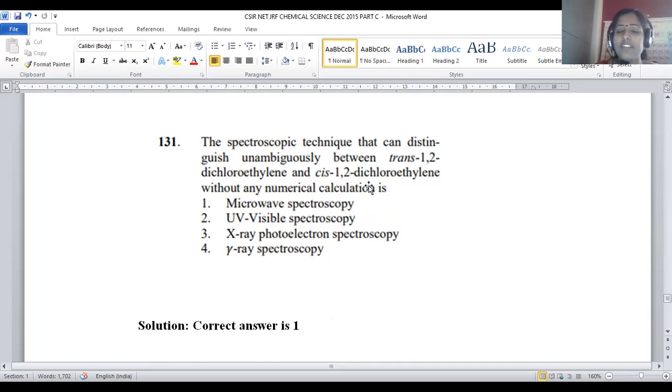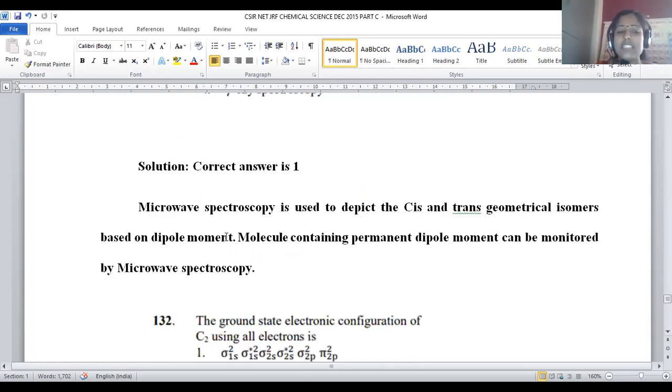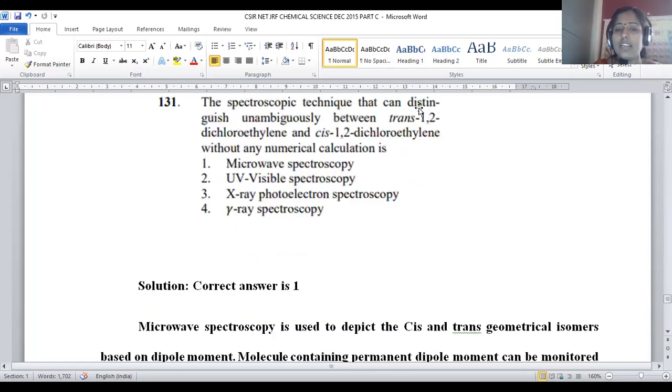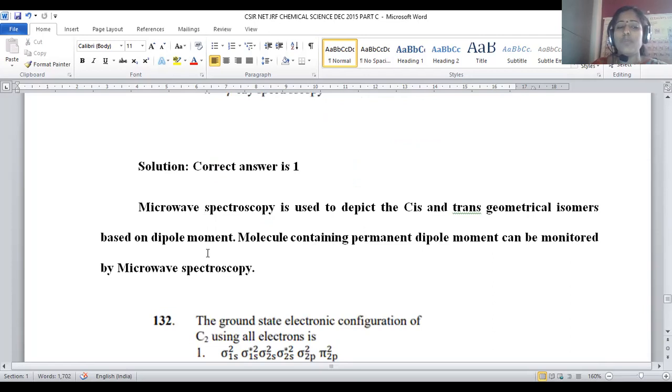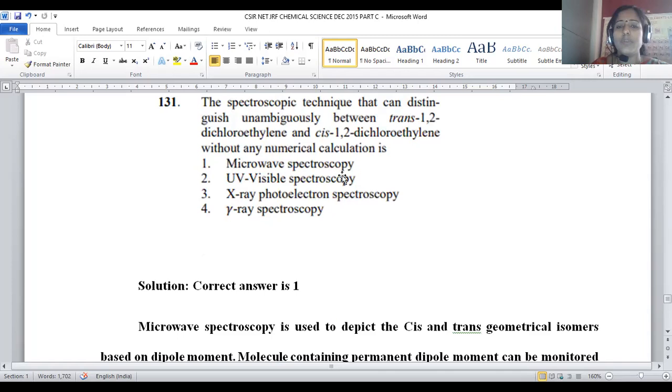These two compounds have different dipole moment values. Obviously, the trans isomer will be more symmetric when compared to cis. That's why the cis isomer has more dipole moment when compared to trans. That's the reason why, with the change in the dipole moment, it is very convenient to identify which isomer belongs to the given compound, right? So here microwave spectroscopy is associated with rotational transitions and majorly depends upon the change in dipole moment. This is the main selection rule in order to operate microwave spectroscopy, right?